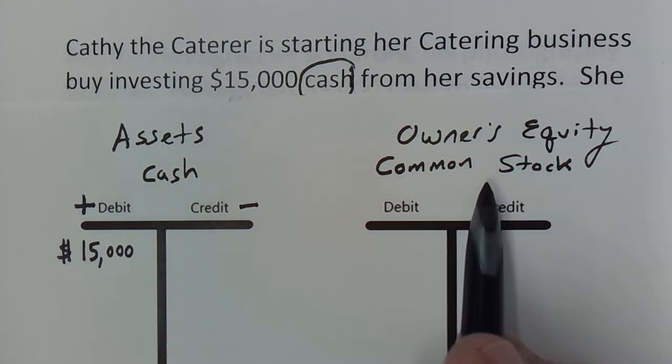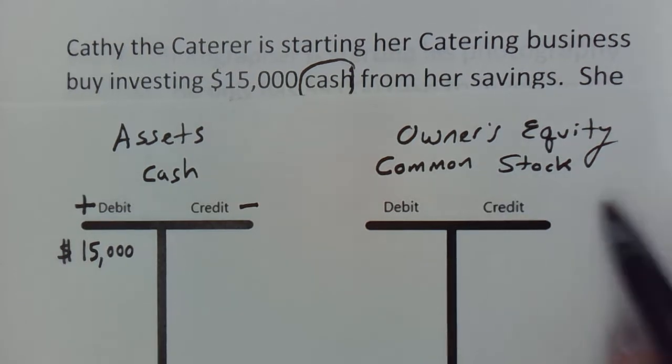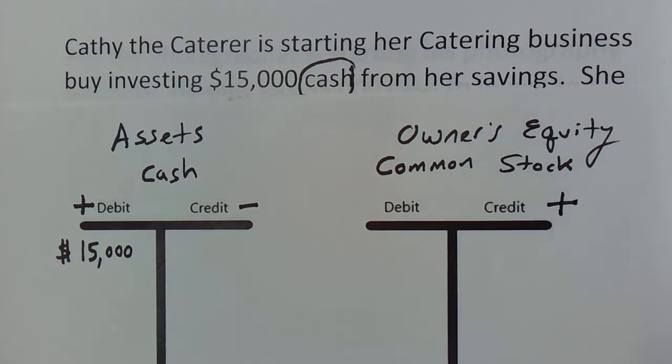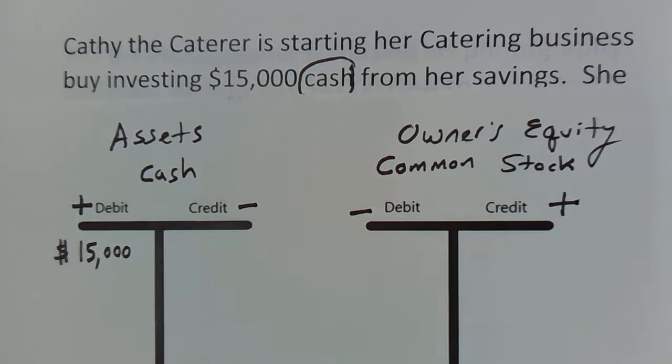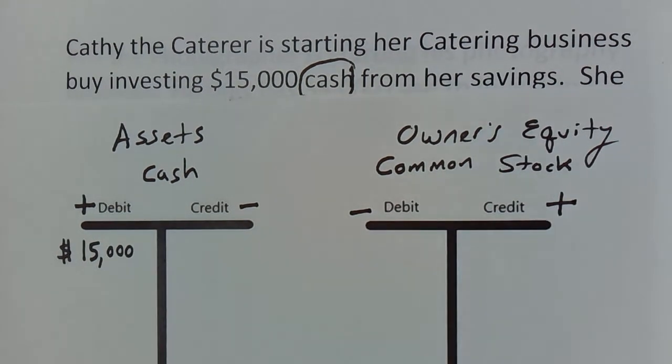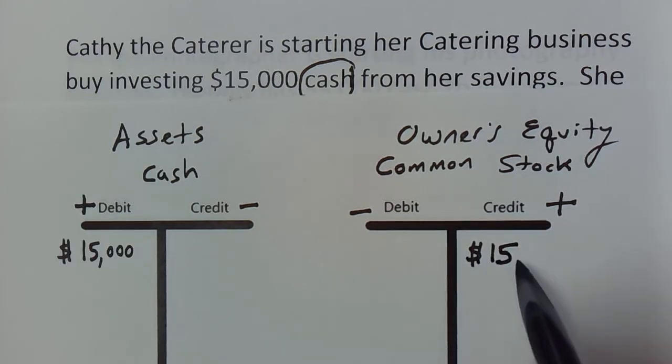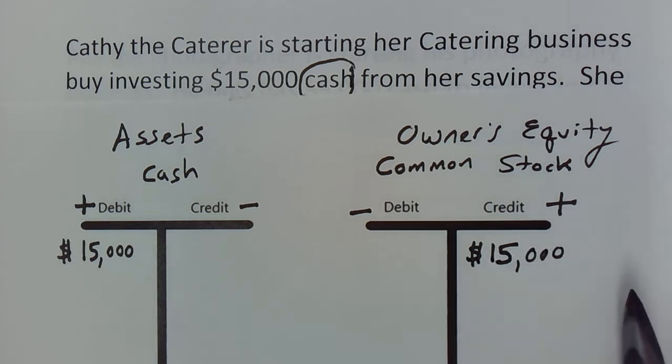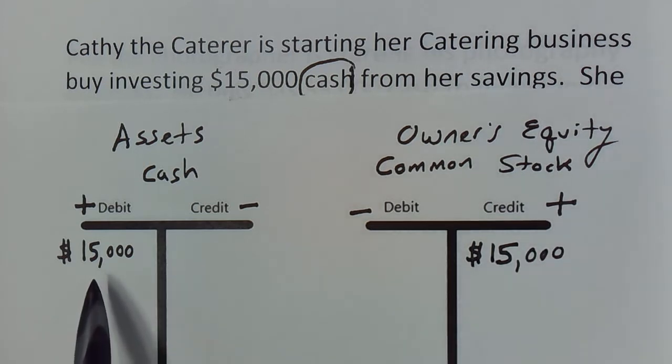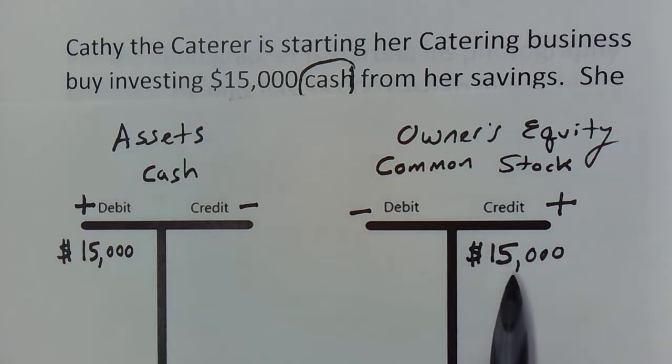Because it's owner's equity in the balance sheet, that is going to increase with credits and decrease with debits. So in this case, we're increasing the owner's equity, and we're increasing it by an amount of $15,000. That's going to be our balancing entry. So we're going to credit owner's equity for $15,000. So now we have a debit of $15,000 for cash and a credit for owner's equity for $15,000. So we know that it balances.